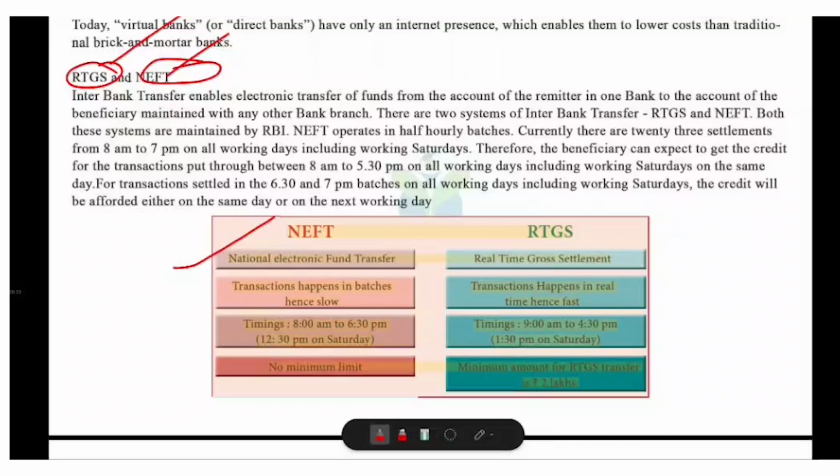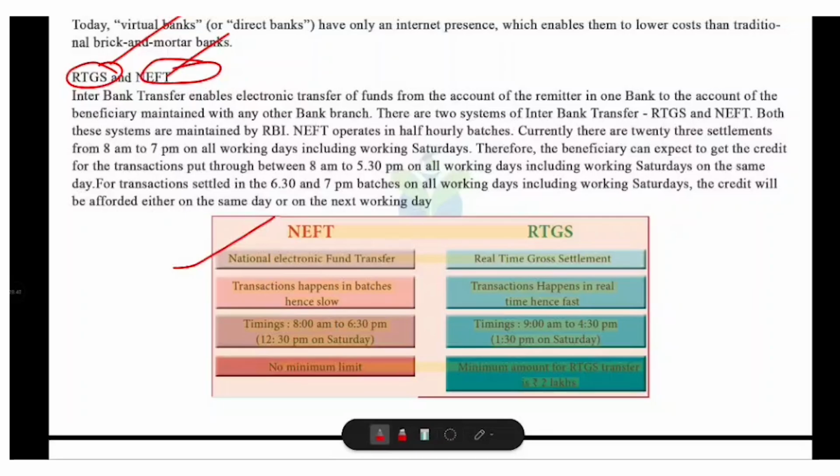Okay, so if you send money at 8:30 a.m., your transaction might be settled in the 9 a.m. batch. That's why it can take a little time. So in short, NEFT is slow but steady, processed in batches, perfect for small or medium value transactions.